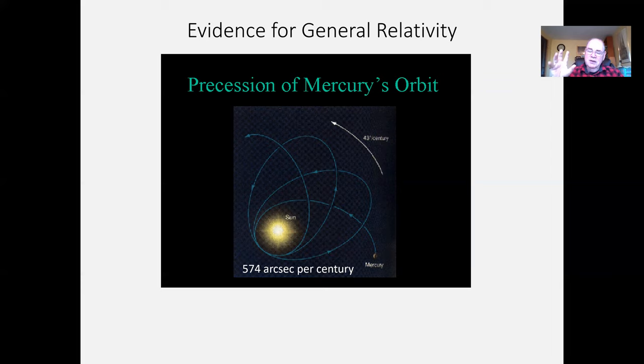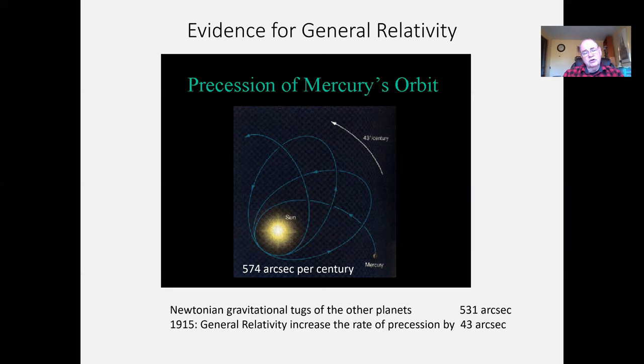And looking at Newtonian theory, looking at the planets that would cause this kind of perturbation of Mercury, only 531 arc seconds could be accounted for by Newtonian theory. In 1915, Einstein's new equations, the first thing he was able to derive was that additional 43 arc seconds.